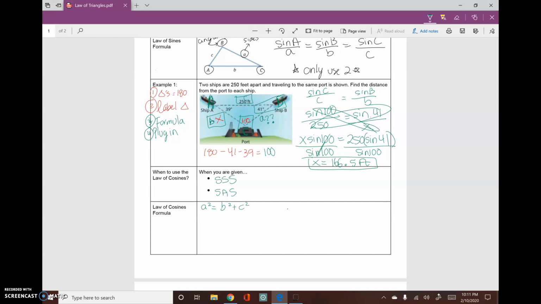So if I have a squared is equal to b squared plus c squared minus 2 times b times c times cosine of capital A. If it begins with little a, it ends with big A. And then we alternate b, and then we're going to do c. So we have b squared equals a squared plus c squared minus 2 times a times c times cosine of capital B. Starts with b, ends with capital B. And then we alternate: c squared equals a squared plus b squared minus 2 times a times b times cosine of capital C. And you're only going to use one.